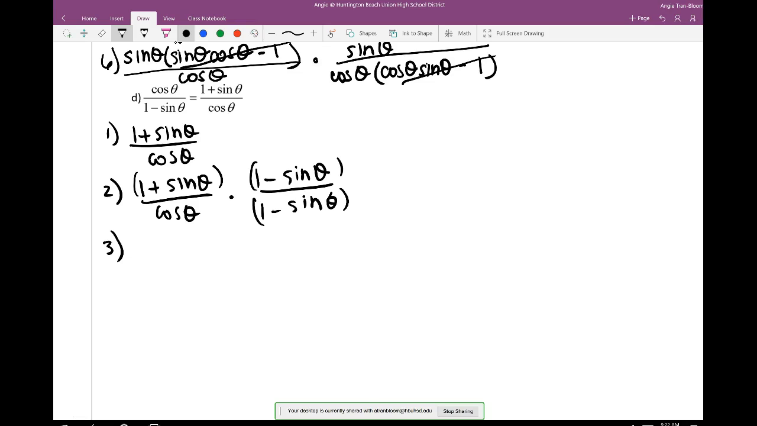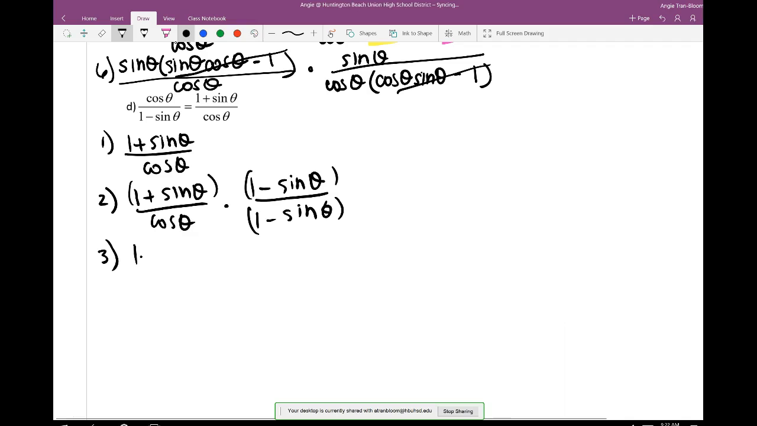Samuel. Wouldn't it be 1 minus sine squared theta? Yes, sir. You are correct. And I'm going to leave this here for right now. Alex, what do you want to do next?